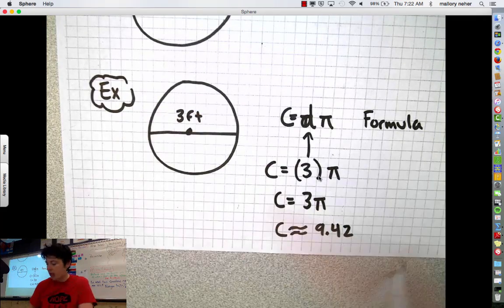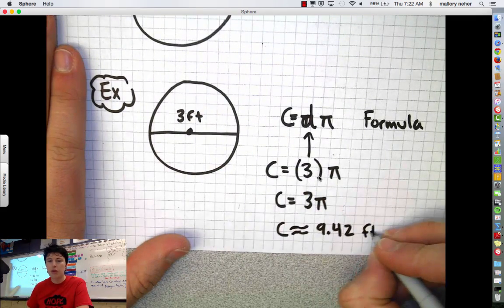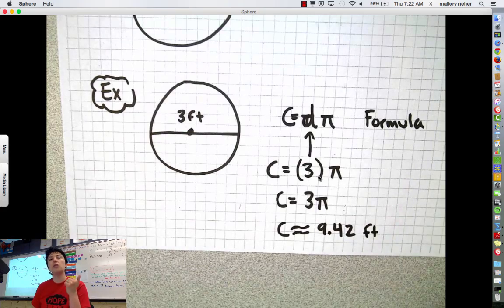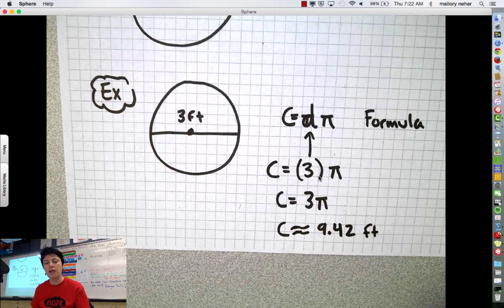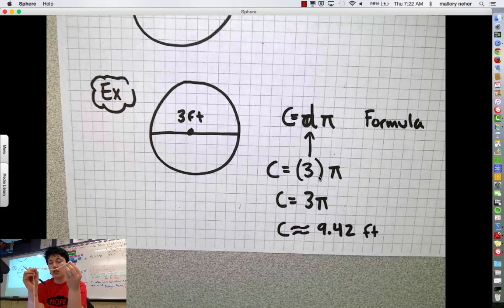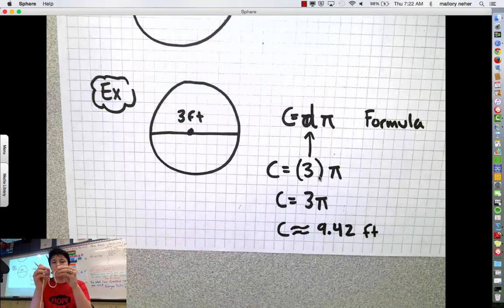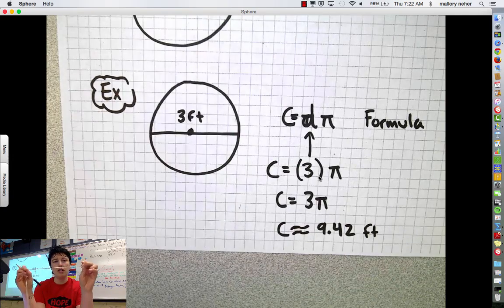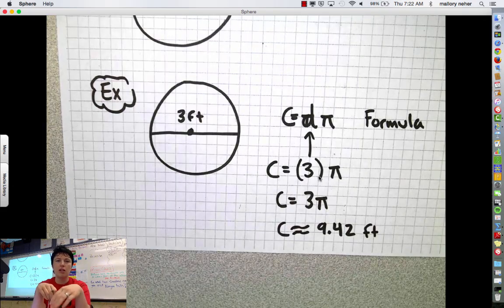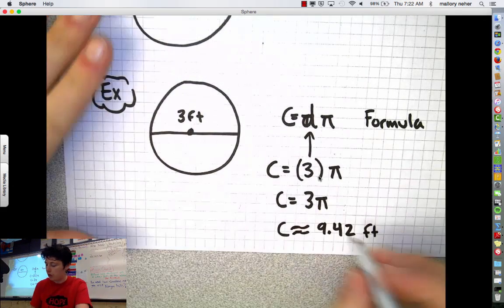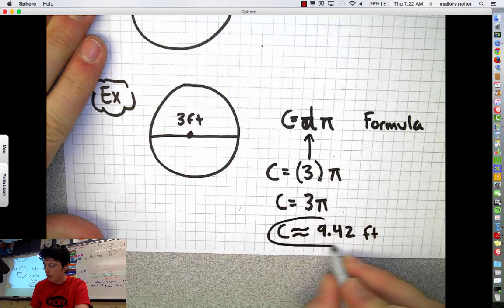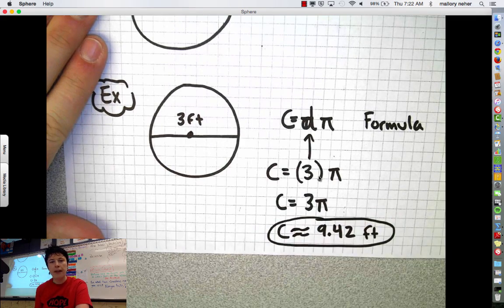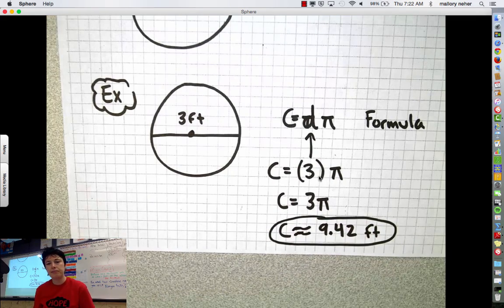We know it's measured in feet, but a lot of people have to question, is it feet? Is it feet squared? Is it feet to the third power? What do I write for the units? I want to remind you that we're measuring the string around the circle. If I take a piece of string and wrap it around and pull it tight, that's not units squared or units cubed. I'm not talking about area or volume here. That's just purely feet. 9.42 feet around the circle, and that makes up my answer.